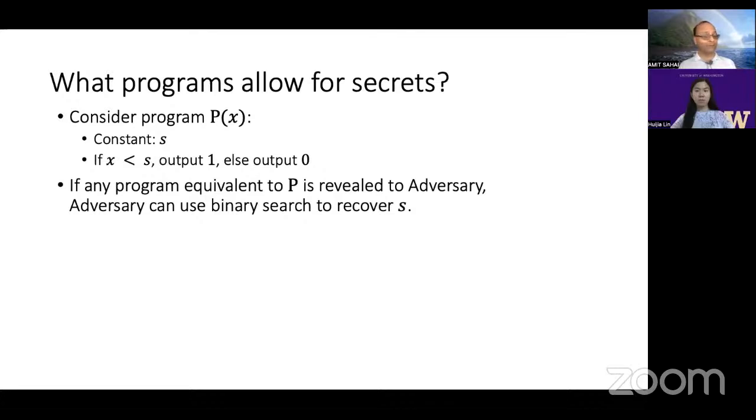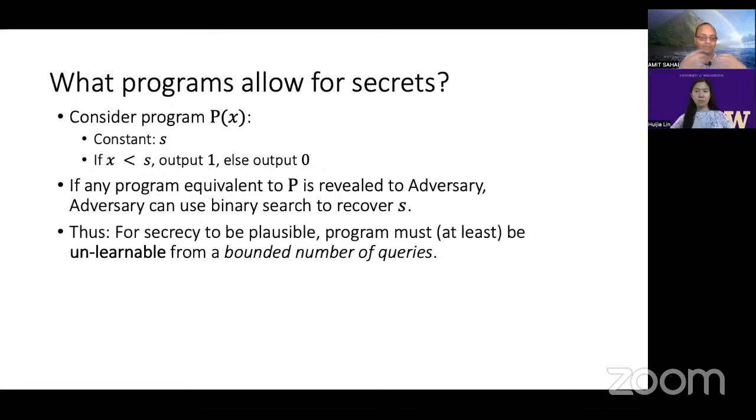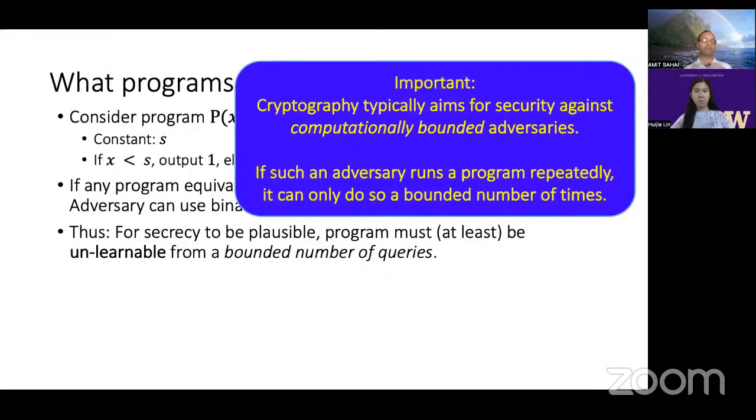And it also, however, gives rise to an interesting idea. So again, there's a clear barrier that a secret must at least be unlearnable from a bounded number of queries to the program. Here I want to take this opportunity to point out that we are always dealing with computationally bounded adversaries whose running time is polynomial or in some way asymptotically bounded. And because it's bounded, that means the adversary can only, for example, interact with the program a bounded number of times. And that's absolutely crucial.